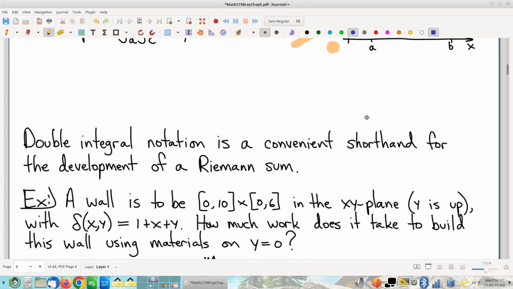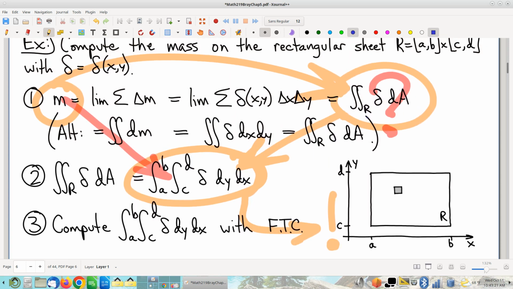Just a question. If it's not a rectangle and it's like... Yeah, that's a huge topic. We're going to be getting to that in just a couple minutes.